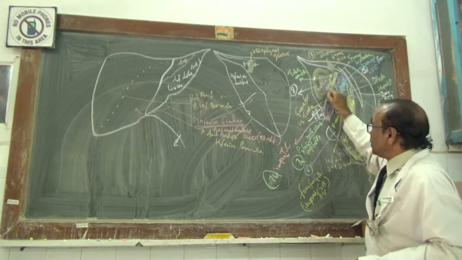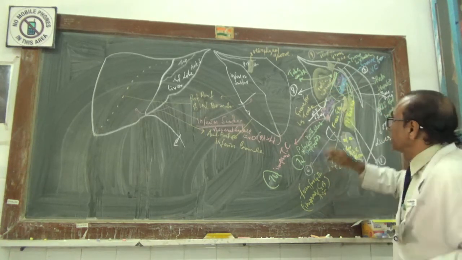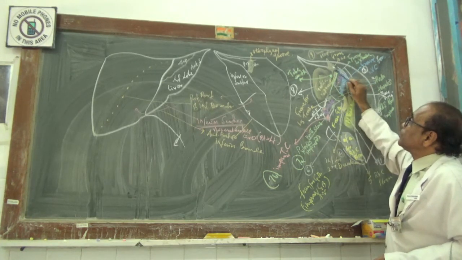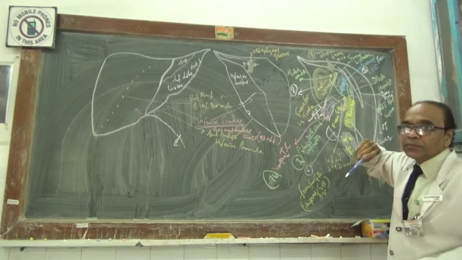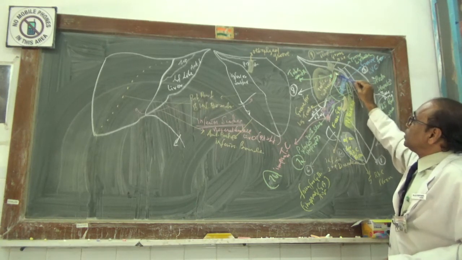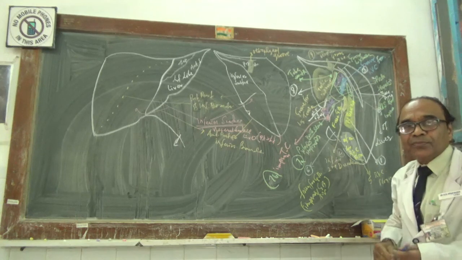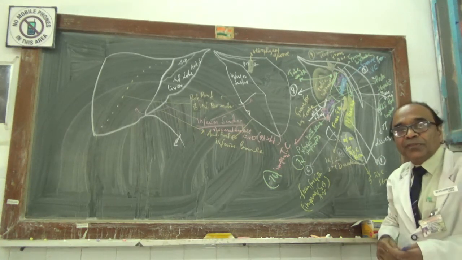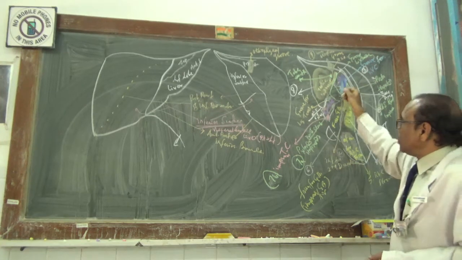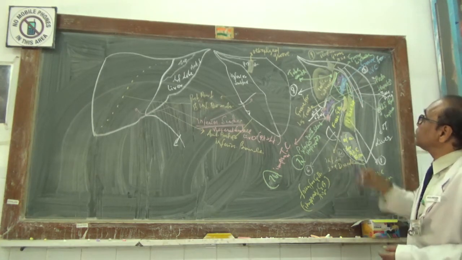Below, it is related to the gastric impression. Medially, it is related to the ending of the fissure for ligamentum venosum and the fissure for lesser omentum.